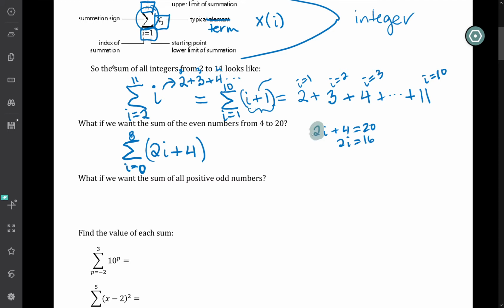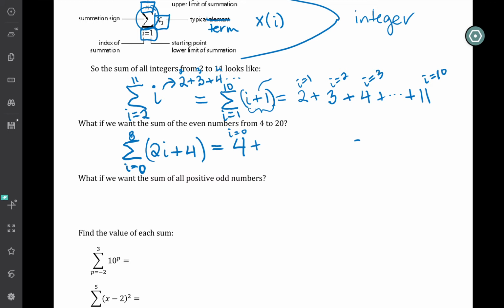Just start plugging in. I'm going to erase my mess here because I know I'm going to stretch out there. So when i equals 0, I get 2 times 0 plus 4, which is 4. You don't have to write this above, but just so you can see. When i equals 1, I get 2 times 1 plus 4, which is 6. When i equals 2, I get 4 plus 4, which is 8. And this is looking really good. And then when you get all the way up to 8, you get 2 times 8, which is 16 plus 4, so we've got 20. Okay, so this looks good.